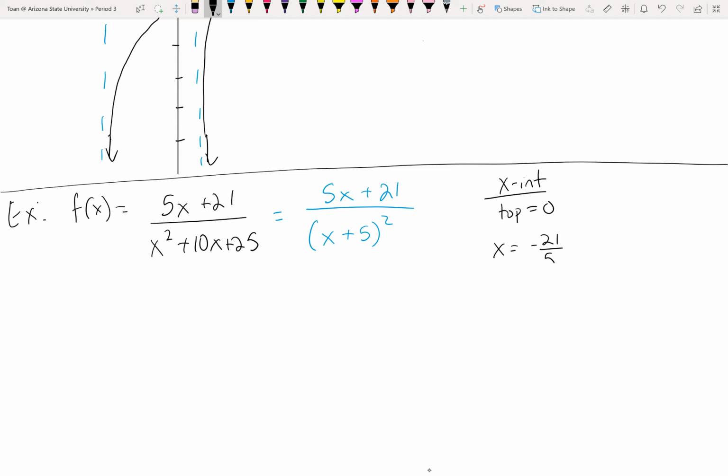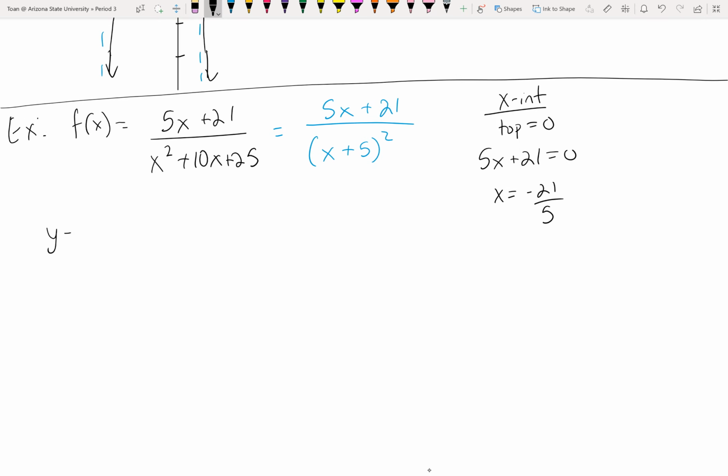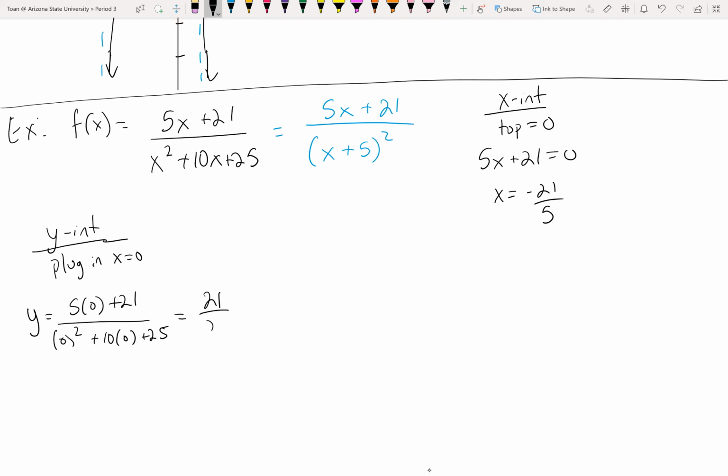That gives me negative 21/5. Actually, you know what? This is our notes. I'm not going to be lazy. I'm going to show my work. 5x plus 21 equals 0, so x equals negative 21/5. My y-intercept: I'm going to plug in 0 for x. So I get y equals 5 times 0 plus 21 over 0 squared plus 10 times 0 plus 25, and I get 21 over 25. Vertical asymptotes: the bottom equals 0. So I get x plus 5 quantity squared equals 0. That's x equals negative 5.